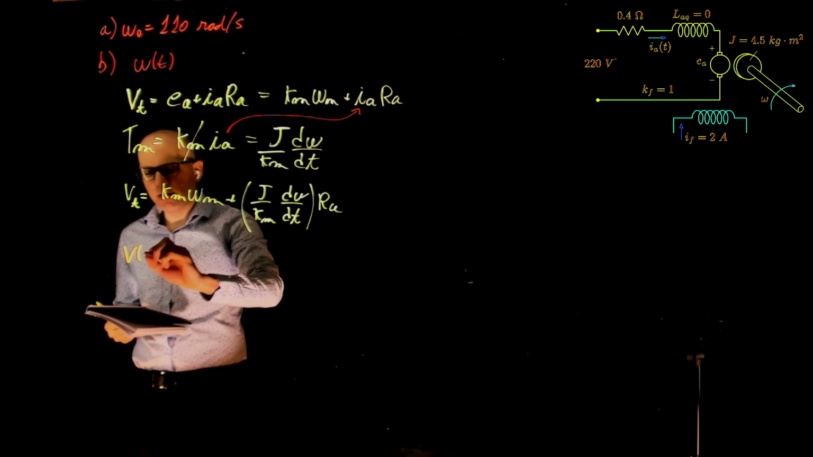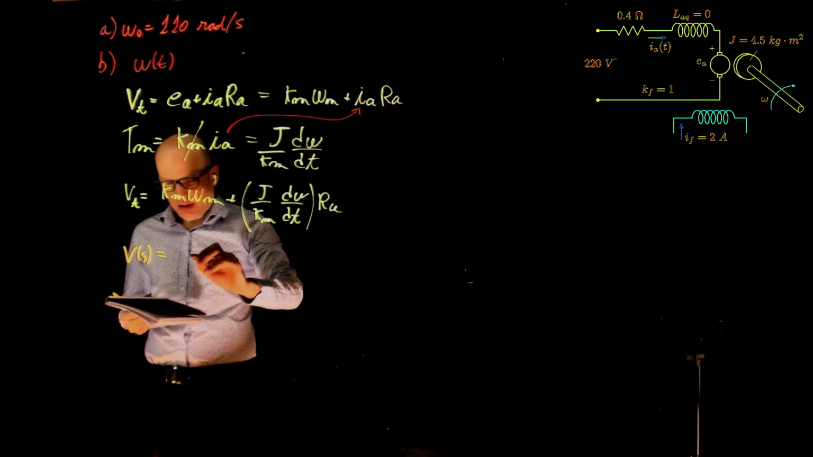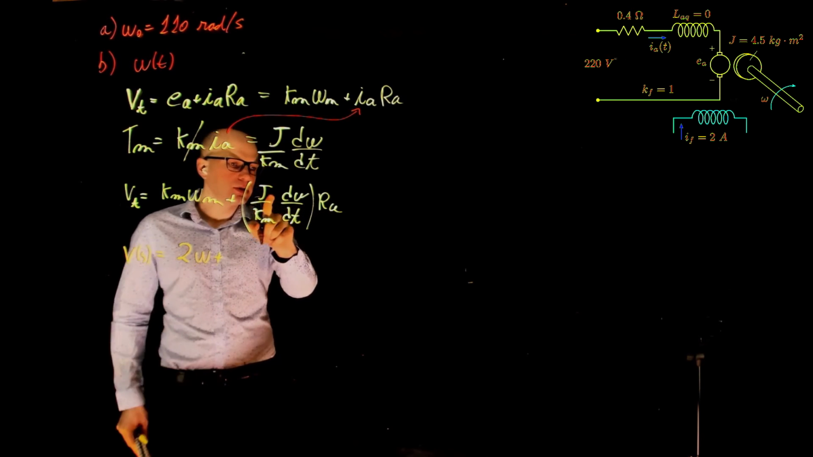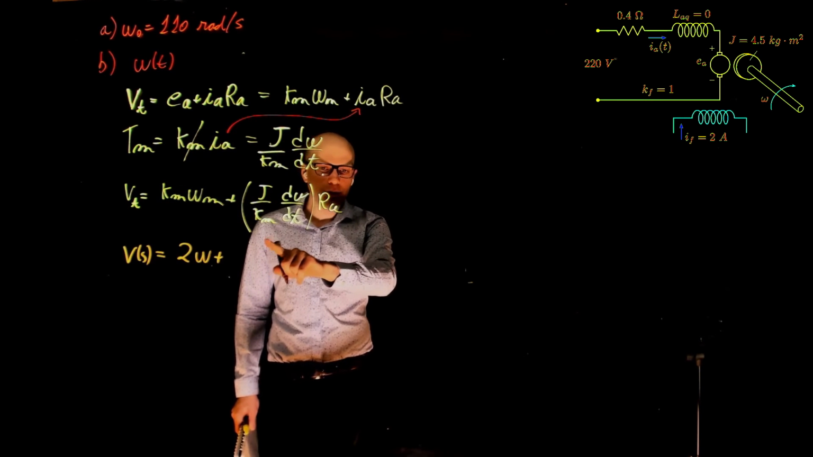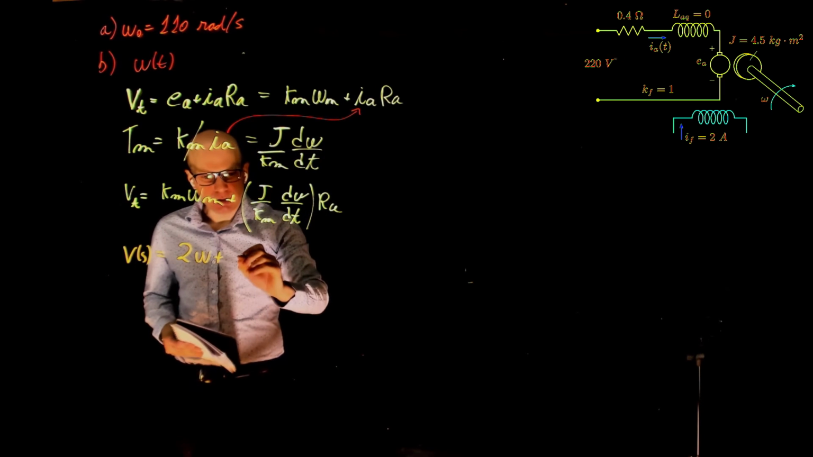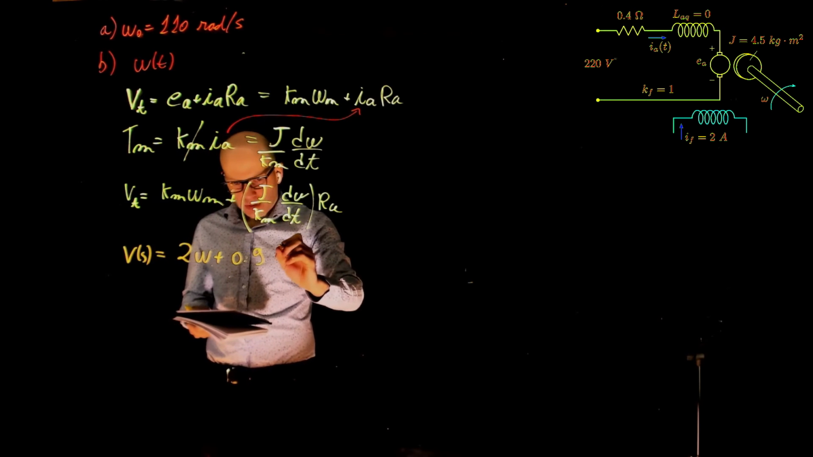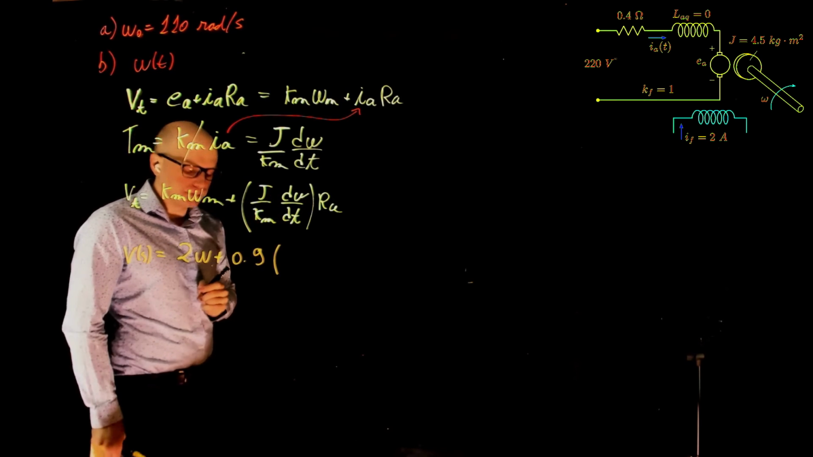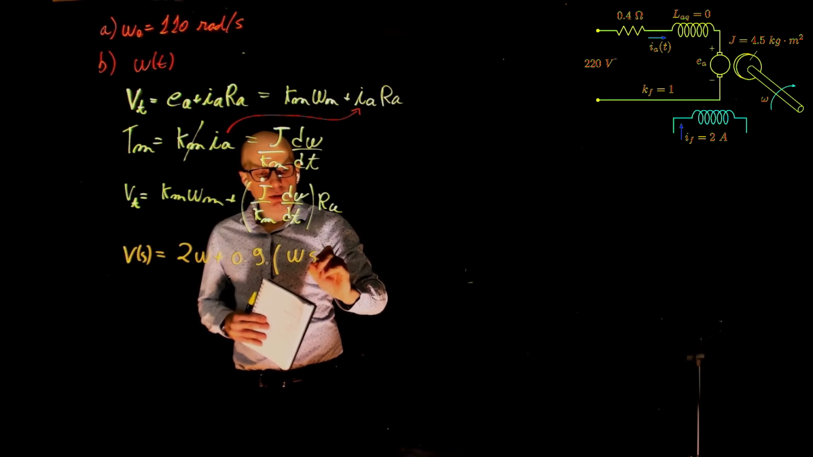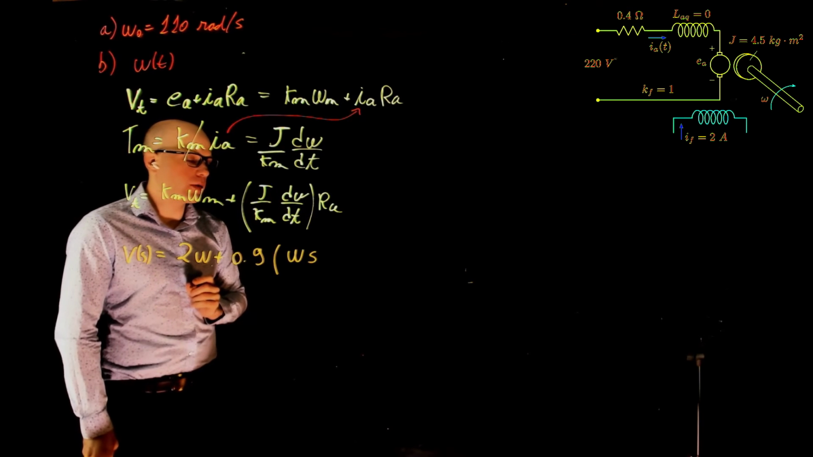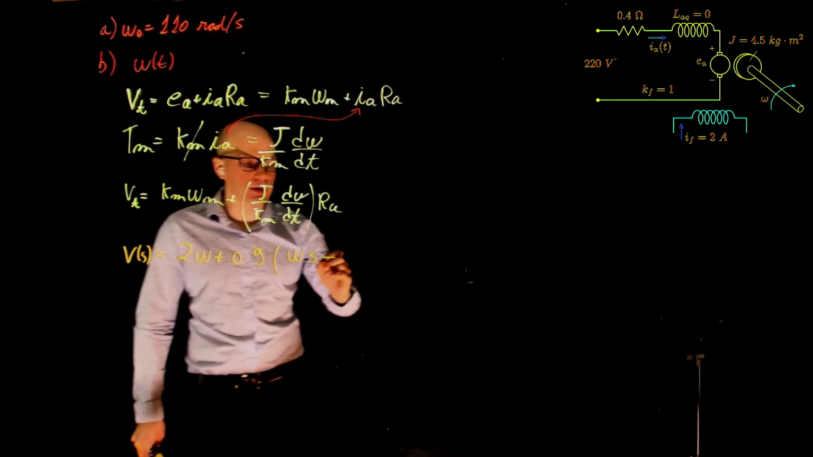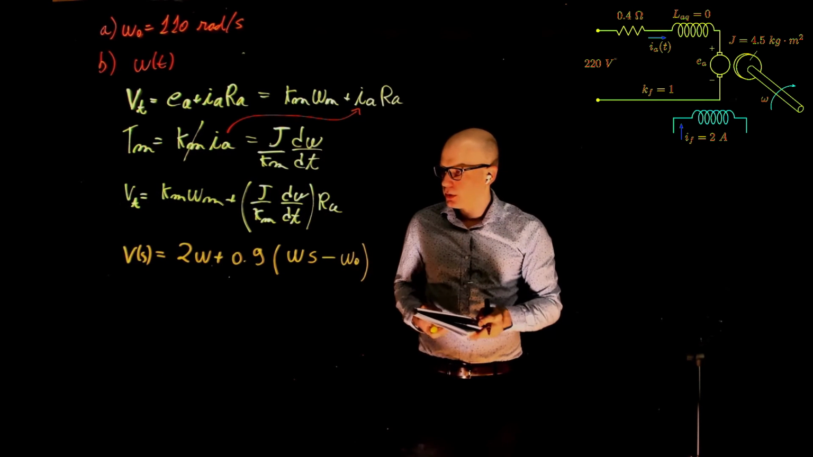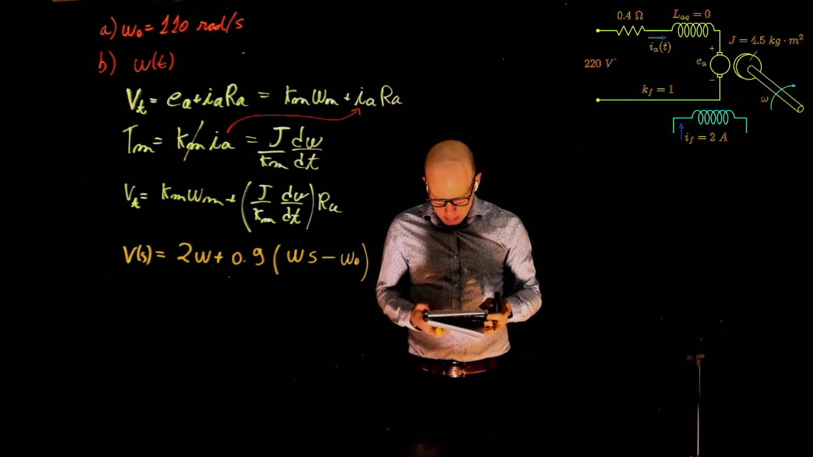What is the Laplace transform? That would be V of s equals Km, that's 2, times omega. I'm just going to drop the subscript m here for simplicity, plus 4.5 divided by 2 times 0.4, that is 0.9, times the Laplace transform of the derivative of the speed. What is the Laplace transform of d omega dt? Omega s, and now we have the initial condition, minus omega 0, right? Because at this instant the motor is rotating.